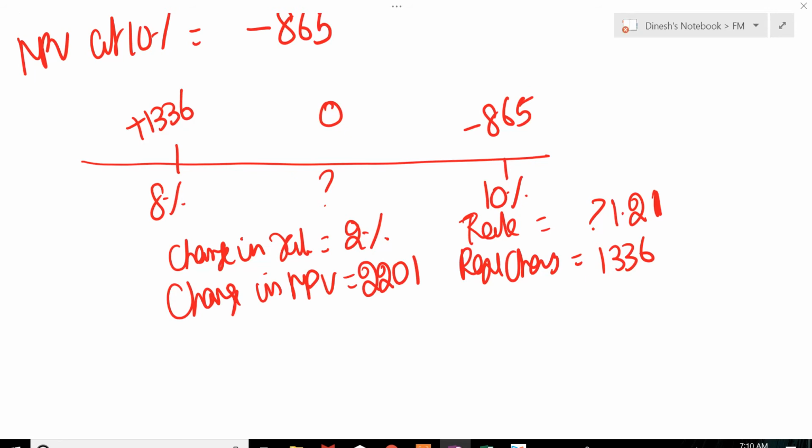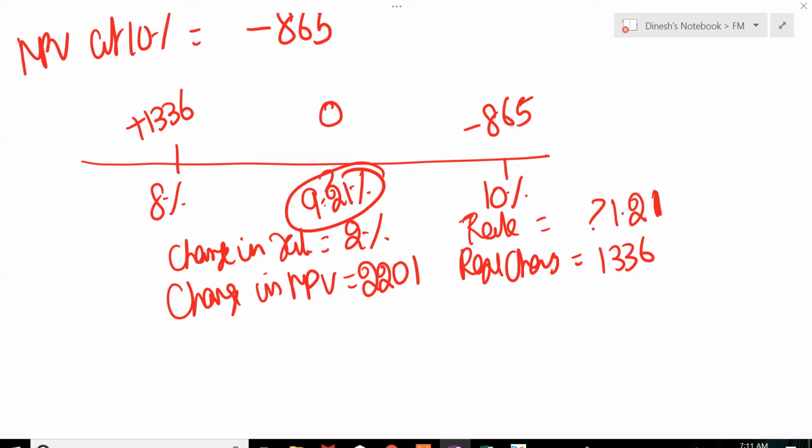But if you change it by 1.21 percentage, your NPV will change by 1336, and my IRR is 9.21%. From 8, I add another 1.21 percentage, my IRR is 9.21%. There's a formula to this. I'll come to the formula in some time. A 2 percentage change in discount rate leads to a change in NPV of 2201. We are required to find what rate will lead to a change in NPV of 1336, that is 1.21, and my final IRR is 8 plus 1.21.